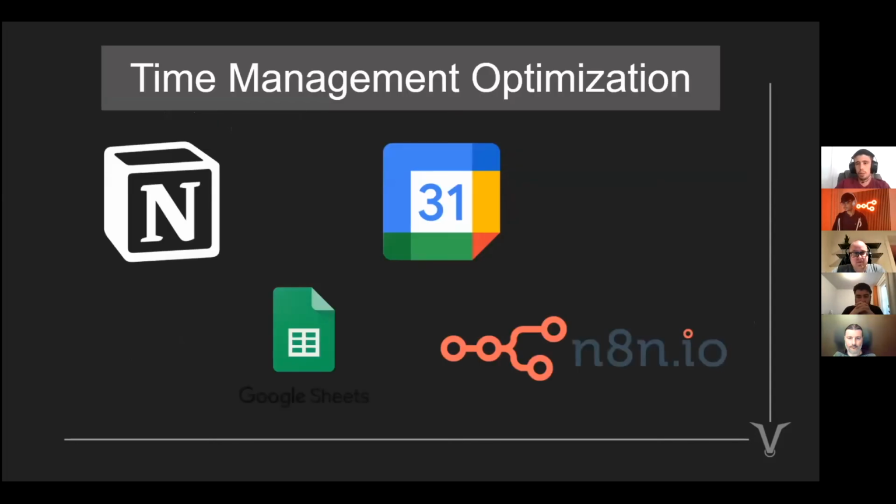So basically, I built my time management optimization system around 4 tools, which are Notion, Google Sheets, Google Calendar, and n8n. And I'm going to show a bit of the workflows that I use to do that.